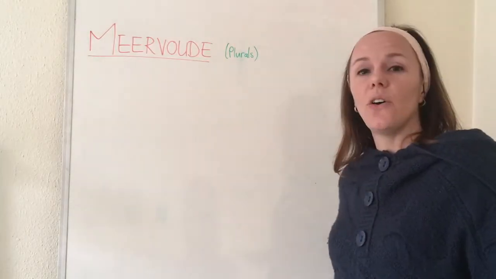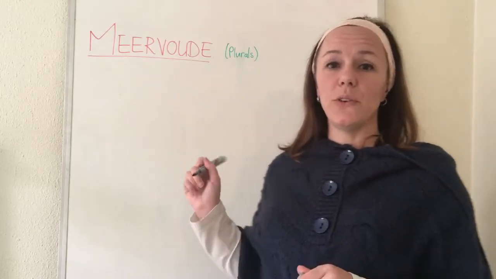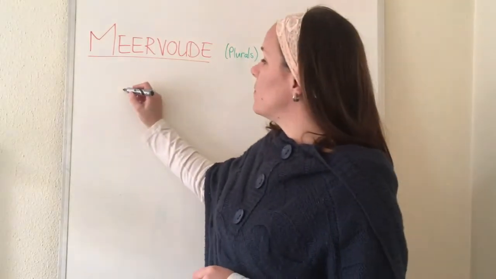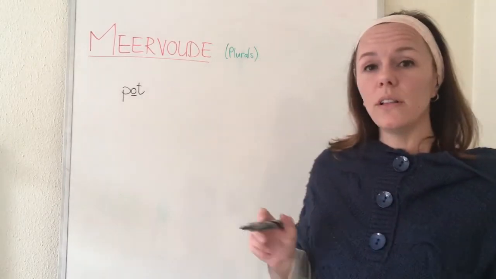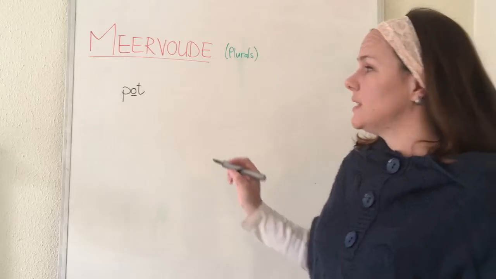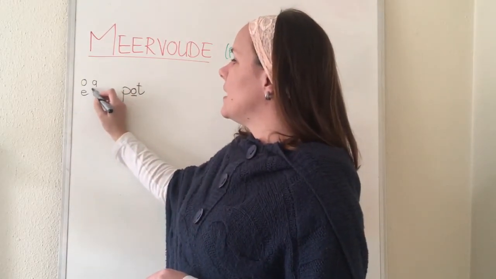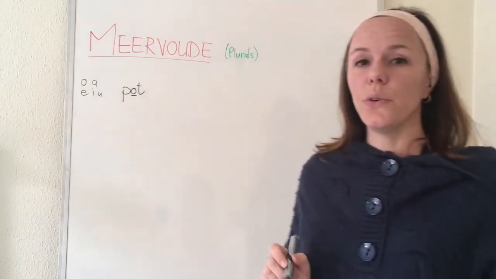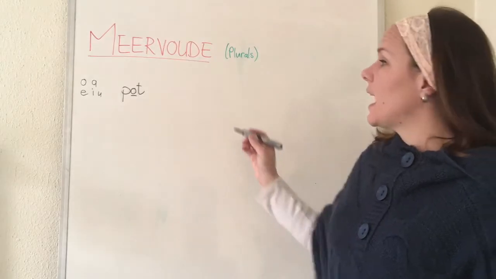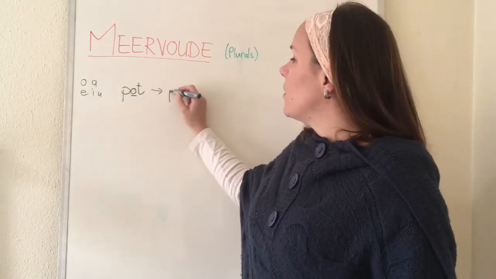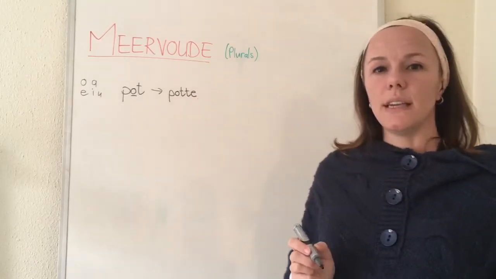So let's get started. First of all, there are 3 very easy rules that we've been doing since grade 4. The first one is when we have a word with a single vowel followed by 1 consonant. Remember that a vowel is O, A, E, I, and U. So the rule there is that we double the last consonant and add E. So pot will become potte with 2 T's.